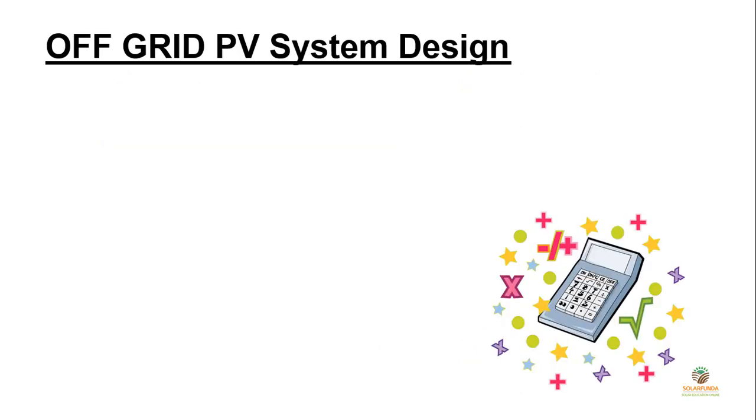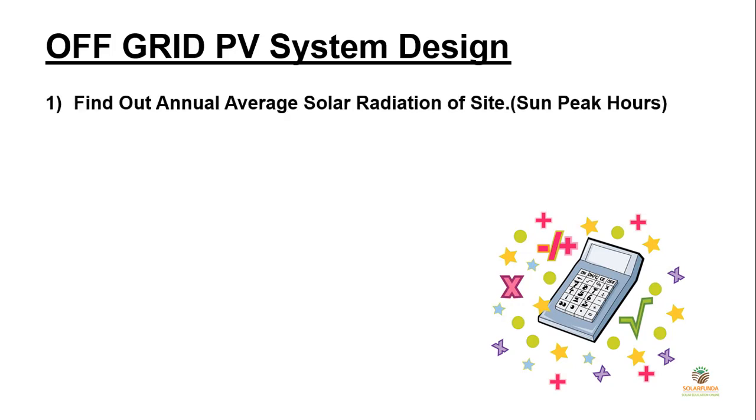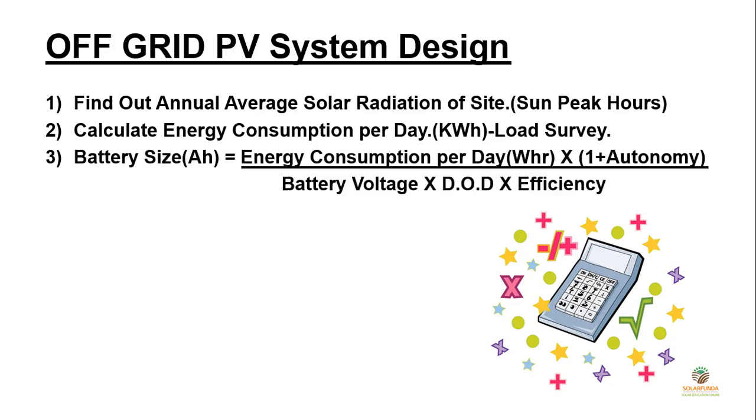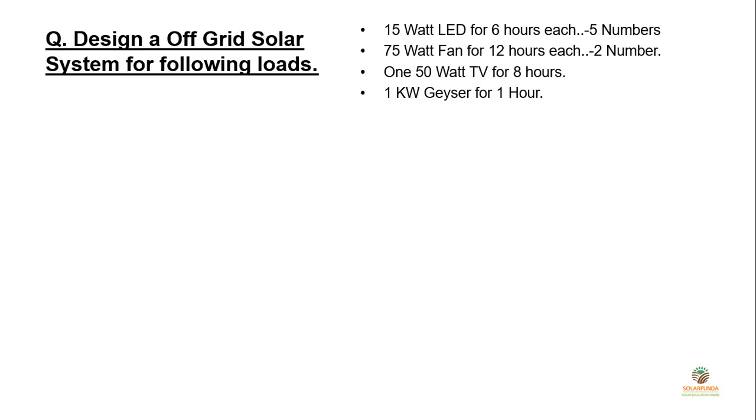Coming to the off-grid system design, certain steps need to be followed. First step is very common. Just find out average solar radiation of the location. Second step is calculating energy consumption per day. Yes, in off-grid system, we need to know per day energy consumption. In next step, you will find out the battery size by this formula. Then, we will select the proper rating of inverter for the system, followed by solar panel rating for the system.